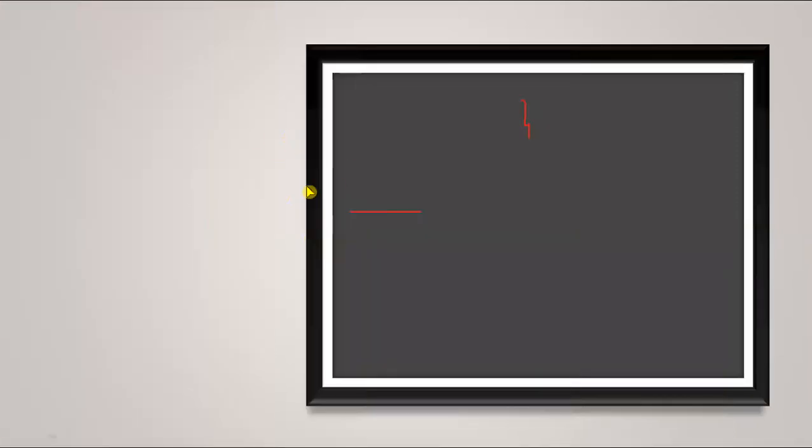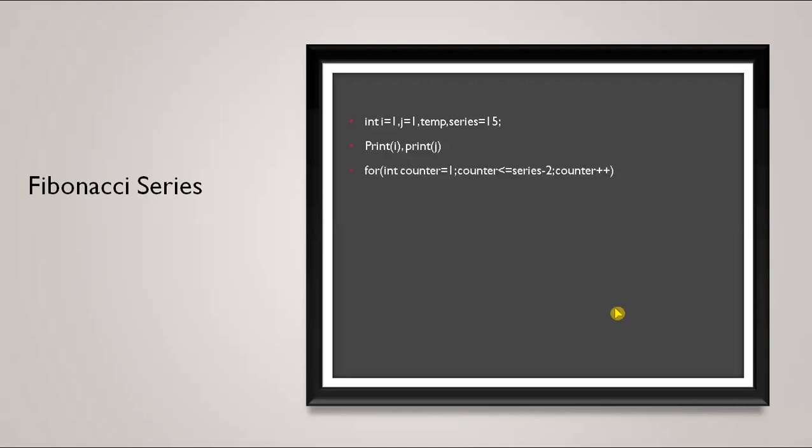If we put it in programmatic form, this is how it looks. We start with integer I equals 1, j equals 1, temporary, and series equals 15. So how many numbers do you want to print? Like 15. Print I, print j, and then the loop: counter equals 1, counter less than or equal to series minus 2, counter plus plus. So it will print till 13, that is 1 to 13, which is 13 times.